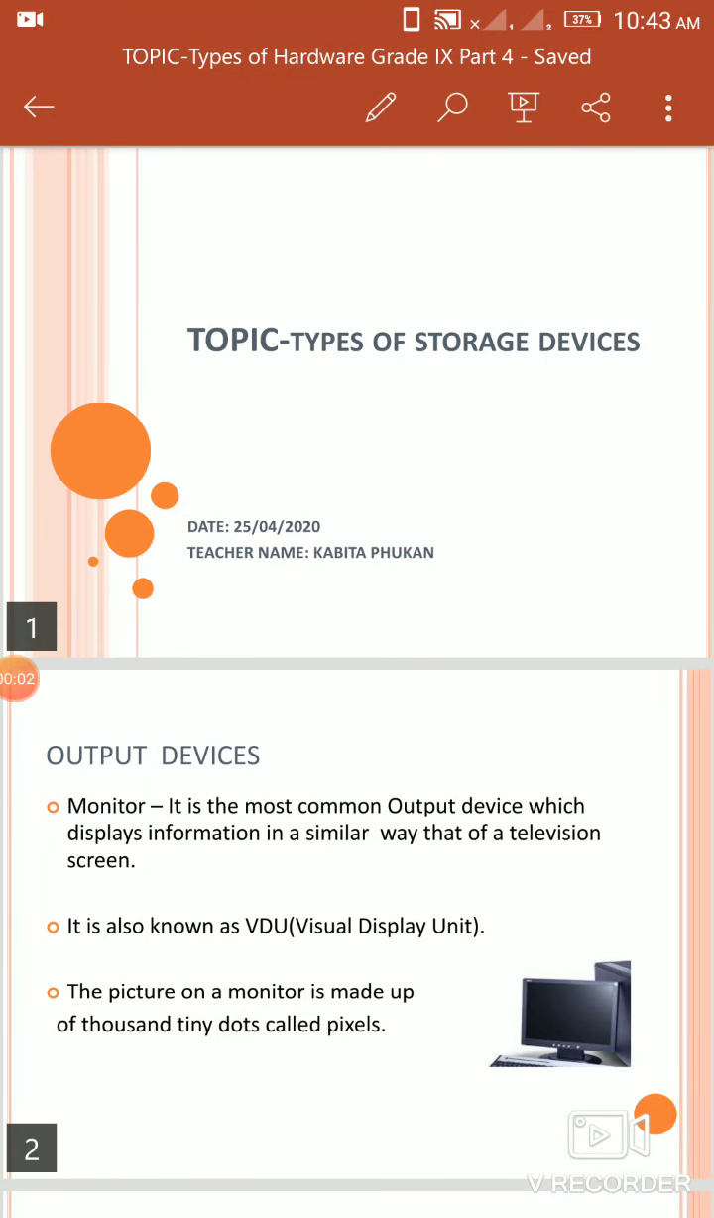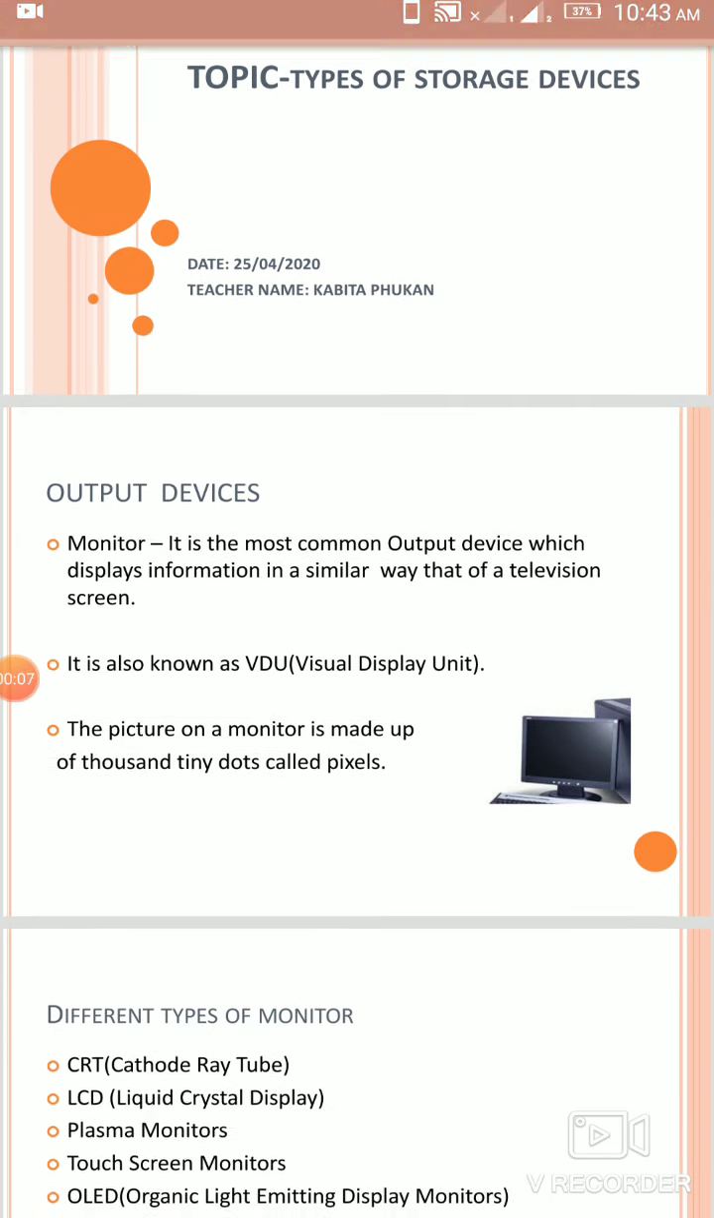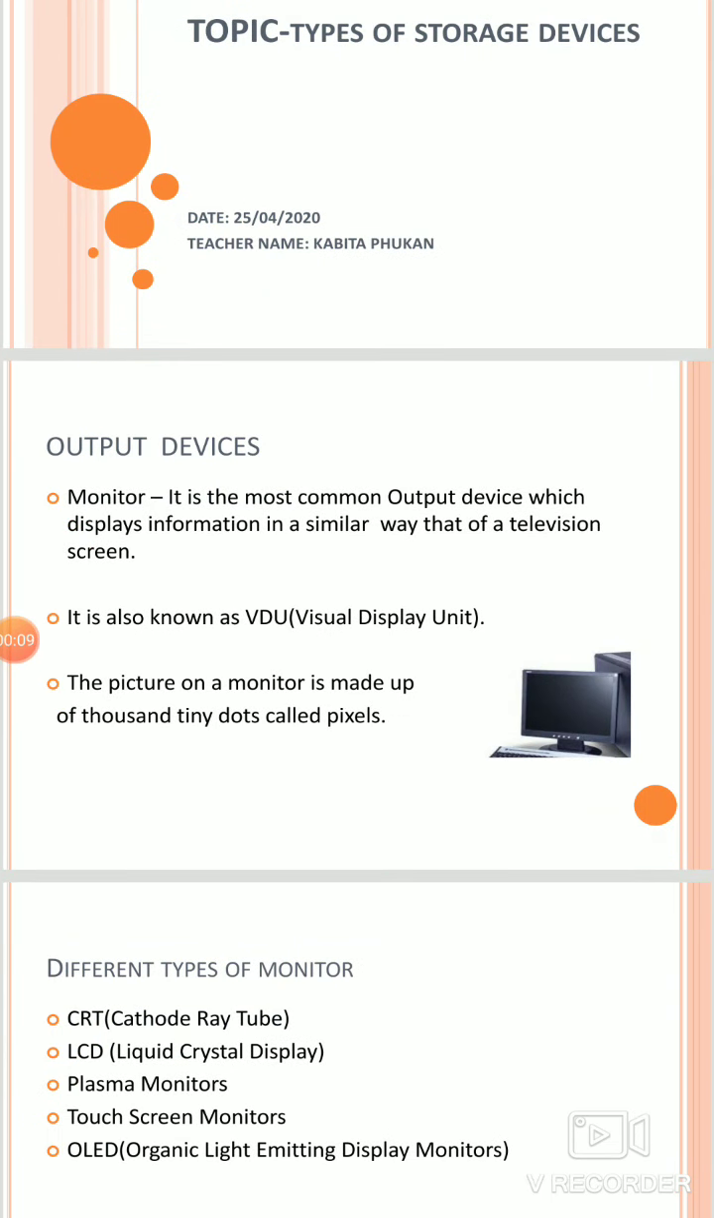Students, in today's class we will learn about the different types of storage devices. First one is our output devices. Monitor is the most common form of output device, which is mainly used to display the information or the result on the screen. A monitor is similar to a television. It is also known as the visual display unit. And the picture is made up of pixels, that is, a small dot is known as a pixel.